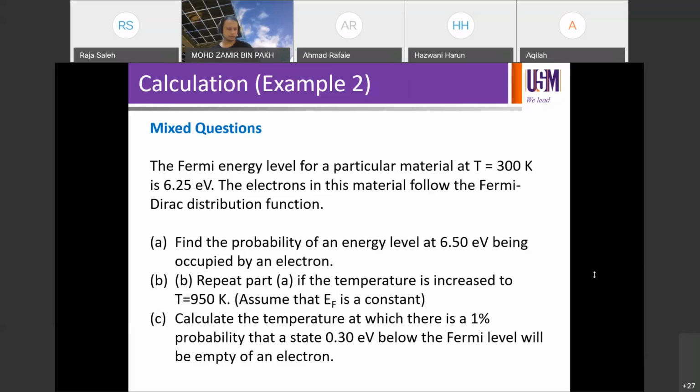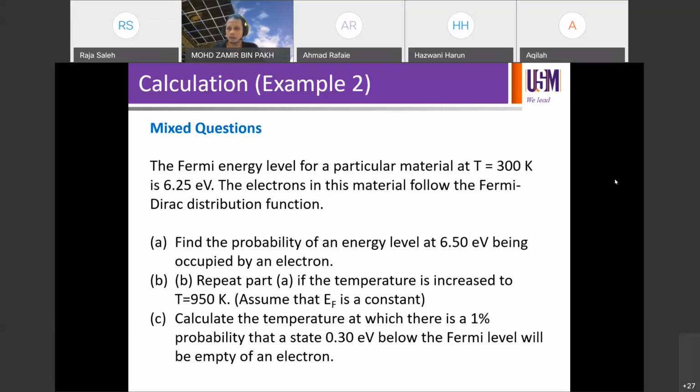All right, so let's get to the question. Question number 2. The Fermi energy level for a particular material at T equals 300 Kelvin is 6.25 eV. The electrons in this material follow the Fermi-Dirac distribution function, so we're going to use it. Part 1: find the probability of an energy level at 6.5 eV being occupied by an electron.